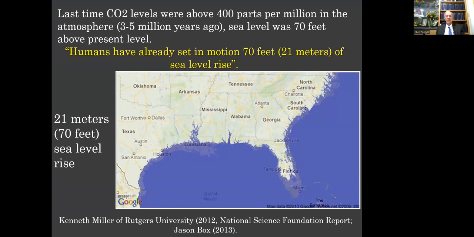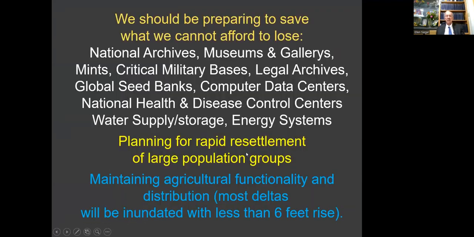sea level was about 70 feet, about 21 meters, higher. That was 3 to 5 million years ago. But that's where we're headed because of what we've done. And there's no way around that. And we should be prepared to save the things we can't afford to lose. Our National Archives, the Smithsonian, is on the Mall in Washington, which is filled just about like the fill areas on Miami Beach or Western Broward County. It's swampland that was filled. And all these other things: military bases, seed banks, disease control centers, energy systems.